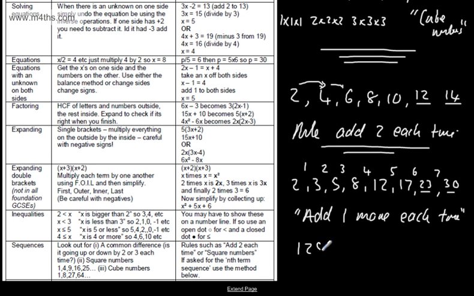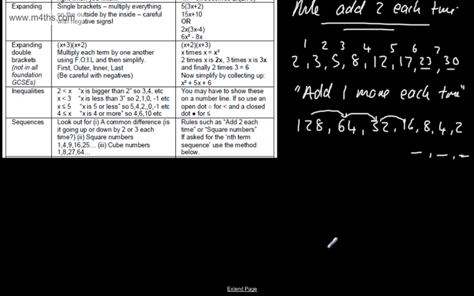1, 2, 8, 64, 32, 16, 8, 4. Now we'll do another one, and we want the next 3 terms. So what's happening here? Well, 128 to 64, 64 to 32, 32 to 16, it's halving each time, or we're dividing by 2.